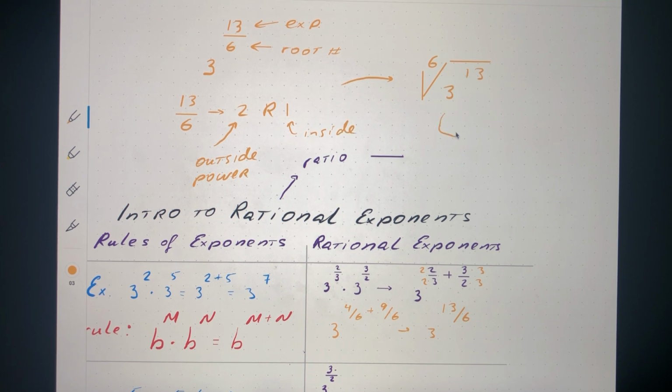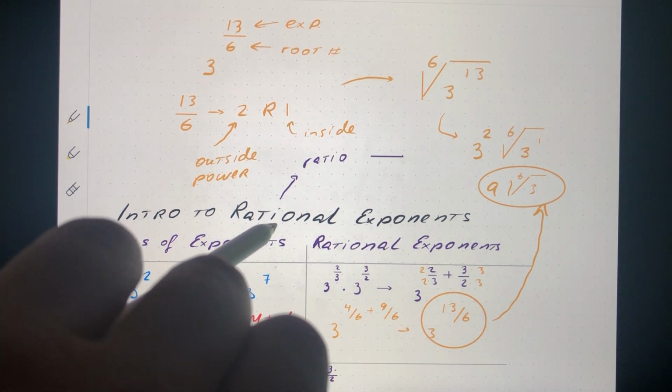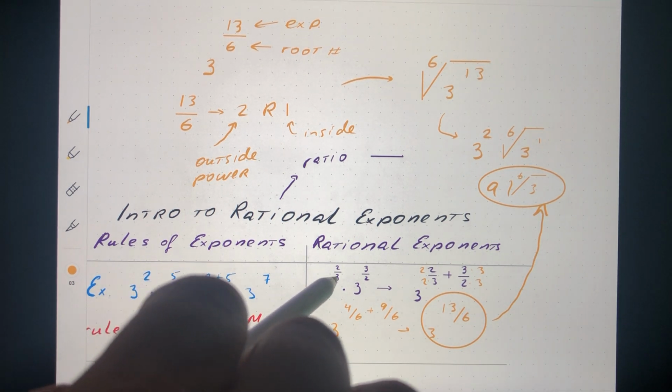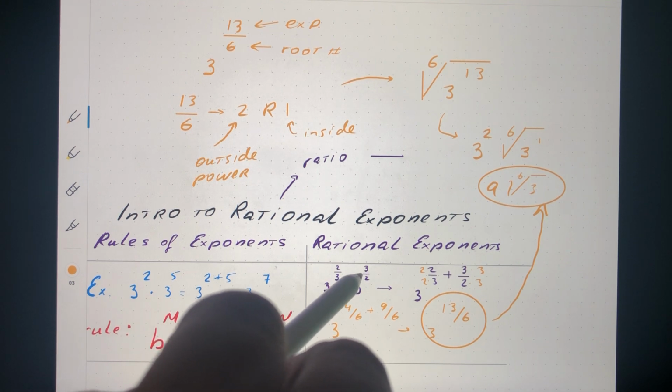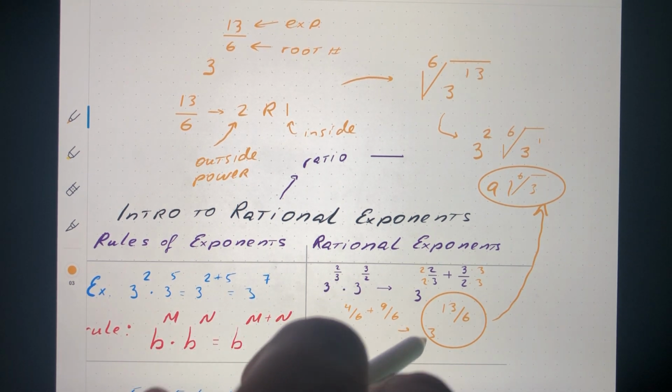So we can change our final answer to 3 squared, the outside power is 2, and then the 6th root of 3 to the 1, which means 9 times the 6th root of 3. And oftentimes we will be asked to change our final answer into radicals using this procedure. That's the two main differences between the whole exponents and the rational exponents: when we add rational exponents, we have to be mindful of the denominators of the fractions, and then oftentimes we have to turn the answer back into roots.